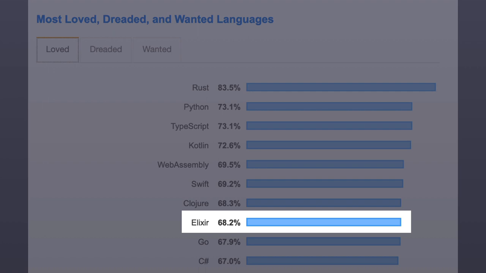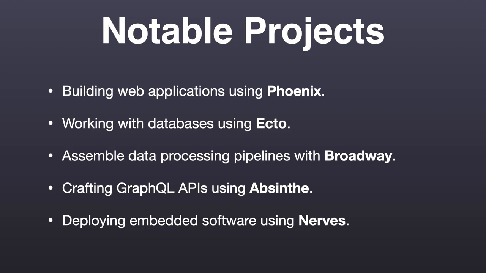Elixir itself is popular. This was from last year's Stack Overflow survey on the most loved, dreaded, and wanted languages. You can see Elixir up there in the top 10, somewhere around 8, I believe. And if you're thinking about Elixir, there are a couple of notable projects that can get you started. You can use Elixir straight up, but you can also use the project Phoenix for building web apps, Ecto for communicating with databases, Broadway for generating data processing pipelines, Absinthe for crafting GraphQL APIs, and Nerves for creating embedded software on things like Raspberry Pis or smaller devices.